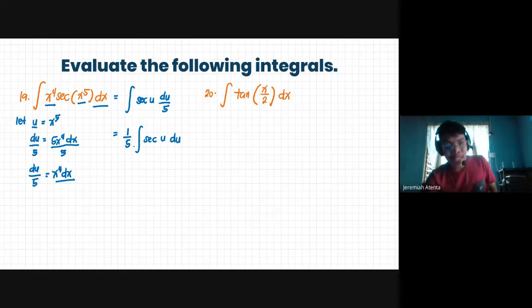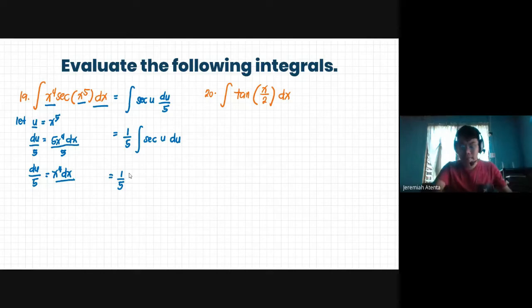That's it. And what is the integral of secant u? Kindly write it down in the comment section. What is the integral of secant u? Based on our formula earlier. So let's apply now the formula that was introduced earlier. What is the integral of secant u? Anyone?